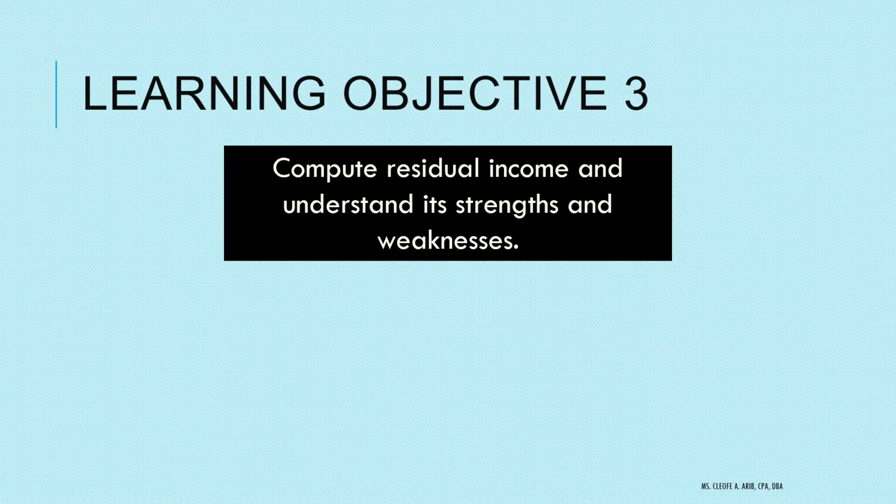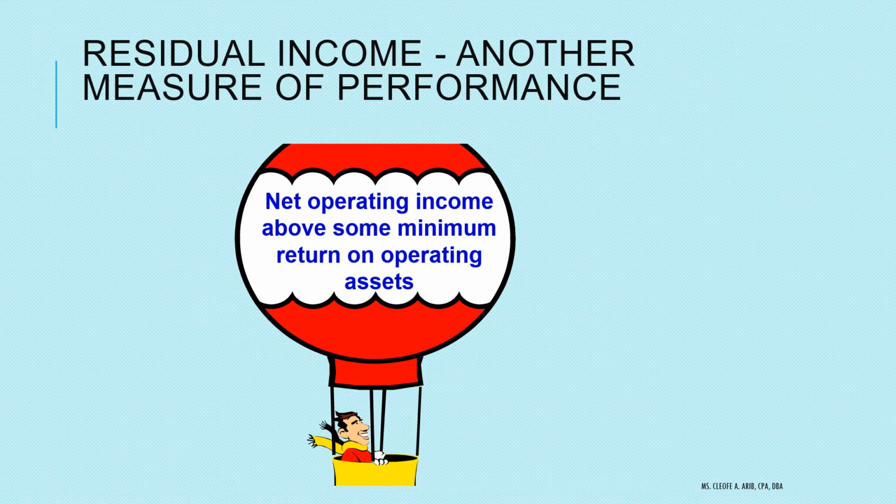Now, after we have discussed ROI, let's take a look at another tool. So that brings us to learning objective number 3, and that is to compute residual income and understand its strengths and weaknesses. Residual income is another measure of performance. So meaning this is another tool that you can use to assess the performance of an investment center. Residual income is the net operating income that an investment center earns above the minimum required return on its invested assets.